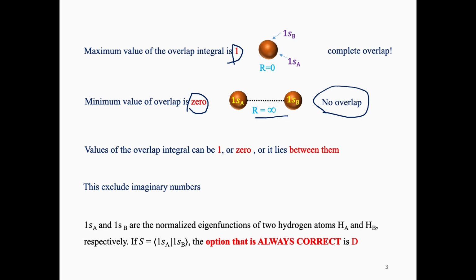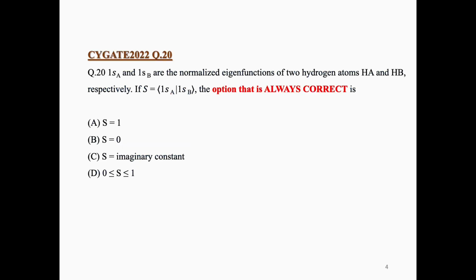So the question was to find the option which is always correct, and now we have the answer. S lies between 0 and 1 and is not any imaginary constant. So the correct option is D.